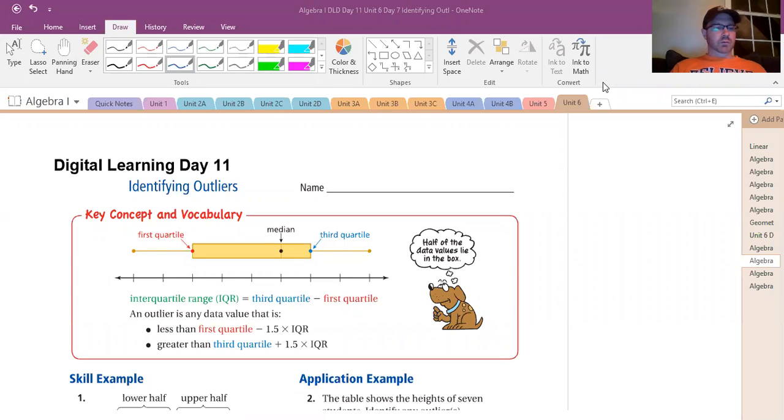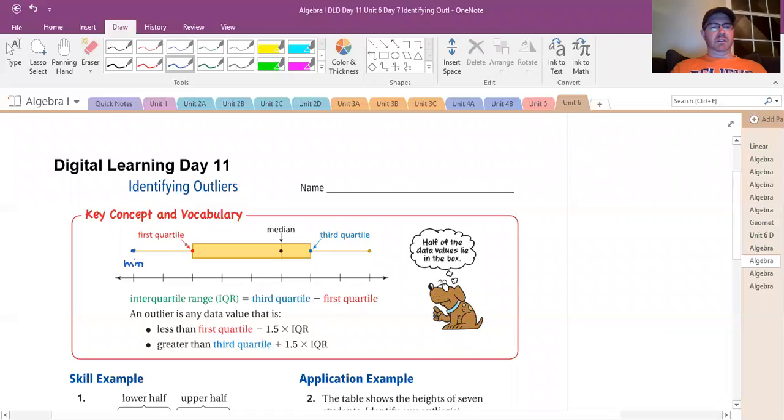All right, guys. So what we're looking at here is how to identify outliers in a set of data. We've already learned about the box plot where you had the 5-number summary. Remember, the lowest value here was your minimum value. There's your minimum right here.